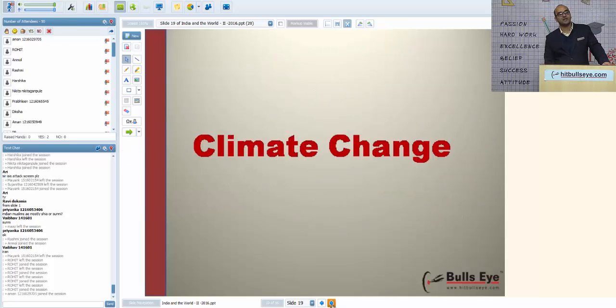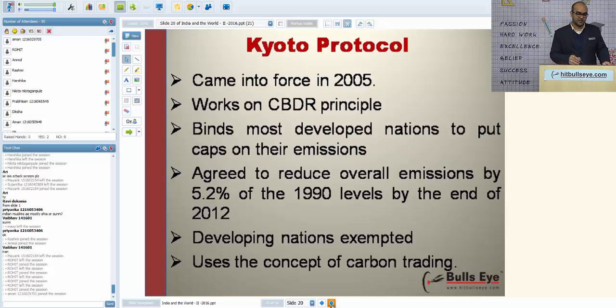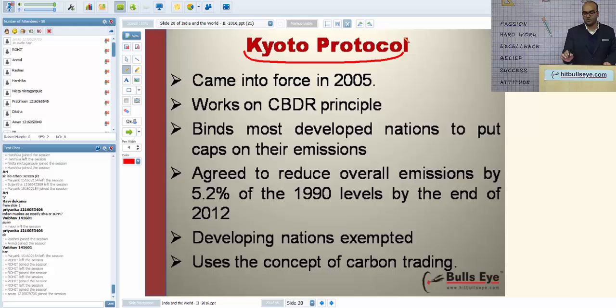Next, we take an important topic of climate change. First important issue is that of the Kyoto Protocol. This was an international agreement which came into force in 2005.